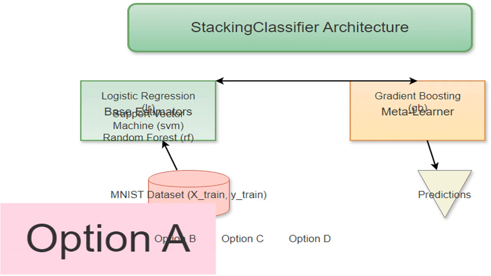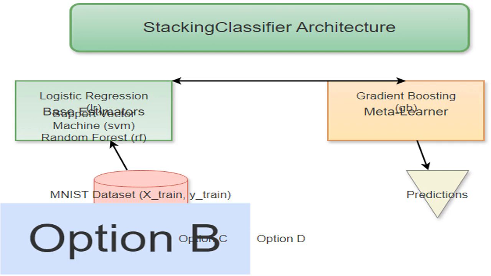This is one way to set up the stacking classifier. It's correct, but I might prefer option B or D, which offer improvements. This improves on option A by using prediction probabilities instead of just class labels. Probabilities give the classifier more information to work with.